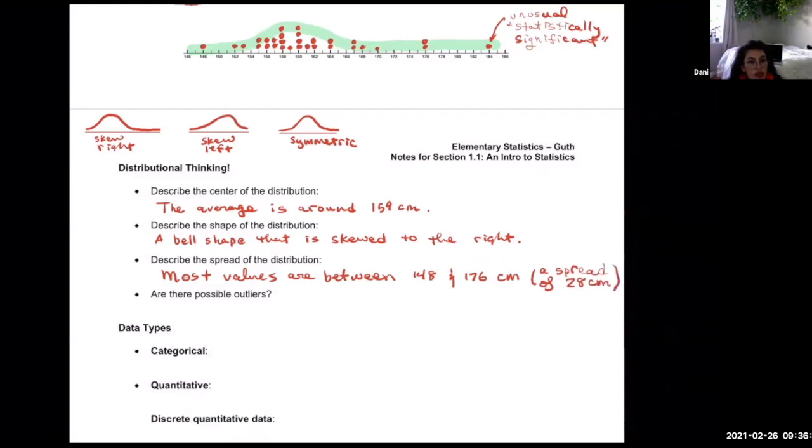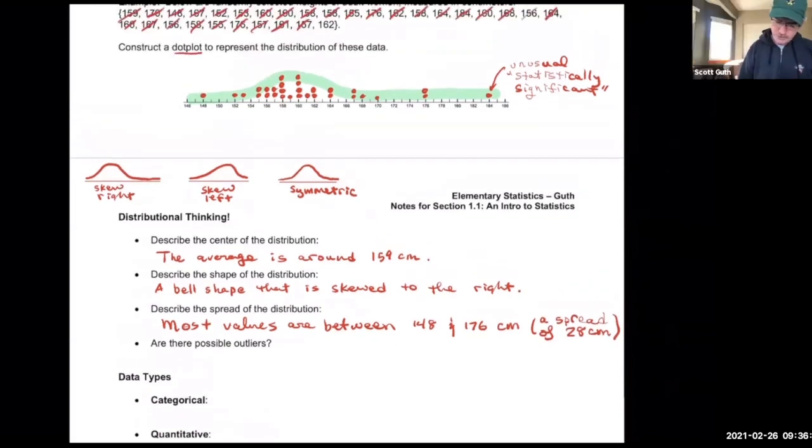How is the average around 159? How did you come up with that? Well, okay, so first of all, we guessed, okay? And the average should be sort of in the center of most of the values. I realize some of you are going to say, well, maybe the average should be over here.